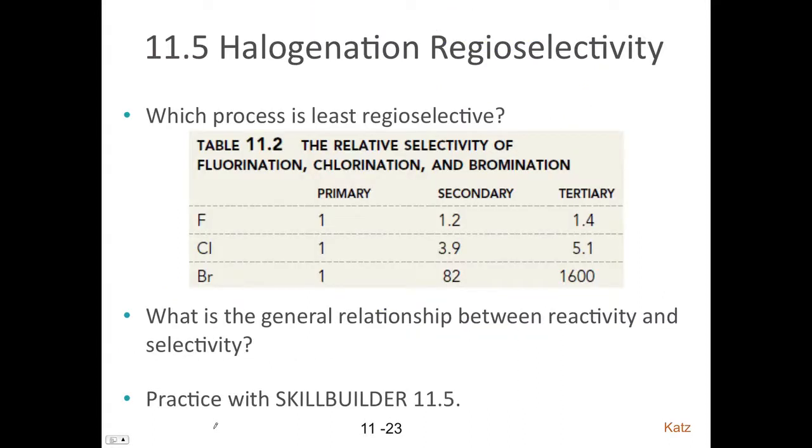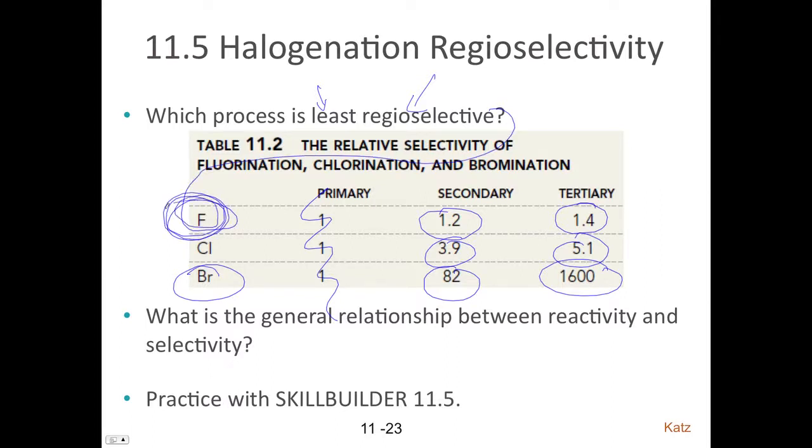All right. So let's continue to beat a dead horse. Which process is the least regioselective? Well, primary is all a wash because they're all ones. Let's look at secondary versus tertiary. Bromine's the most selective at 1600 to 82, tertiary to secondary. Look at chlorine, essentially 5 to 4, tertiary to secondary, and essentially 1 to 1 with fluorination. That means which is the least regioselective? Our friend fluorine. All right.